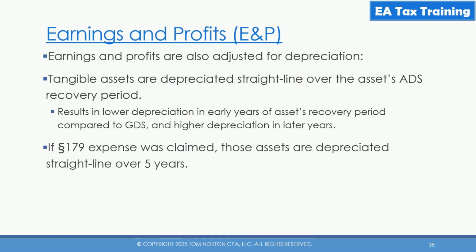If you claim Section 179 expense on an asset, then those assets are going to be depreciated straight line over 5 years. In other words, it doesn't matter what the recovery period of that 179 asset would have been if you hadn't done 179. It is just going to be assumed that it is a 5-year asset and it will be depreciated straight line over those 5 years for purposes of E&P.